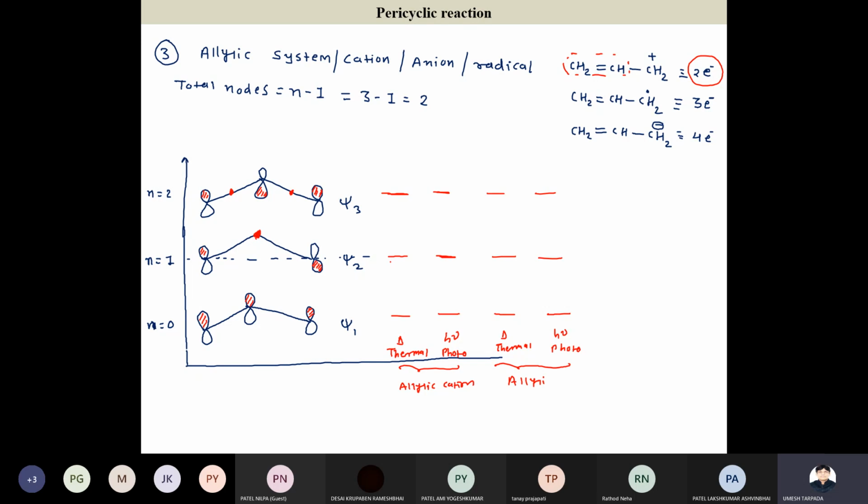Then the allylic radical, how many electrons? 3 electrons. In the radical, are there 2?